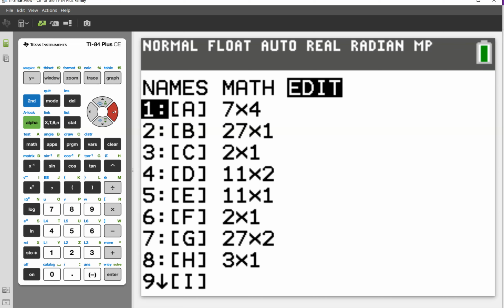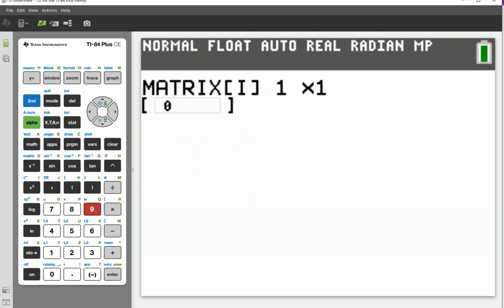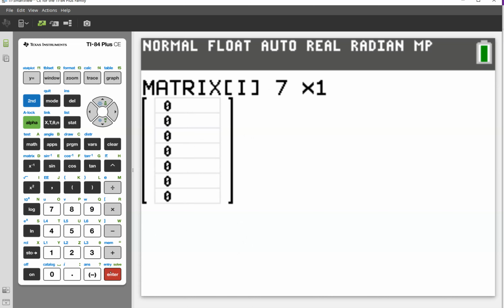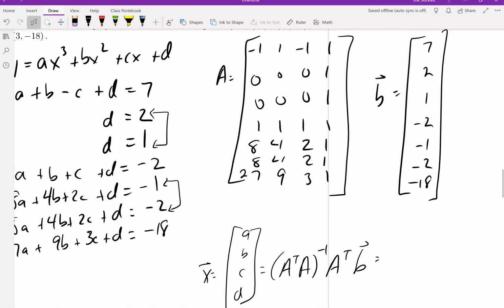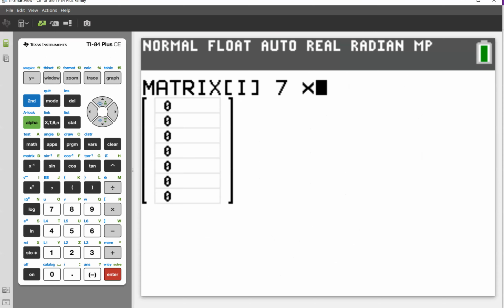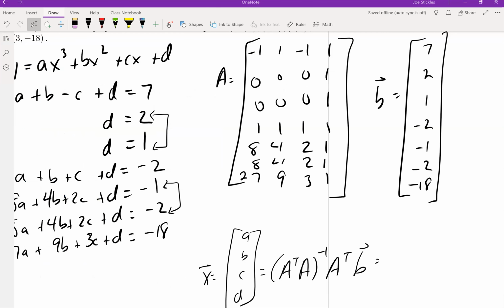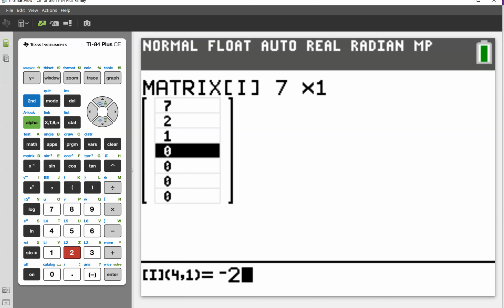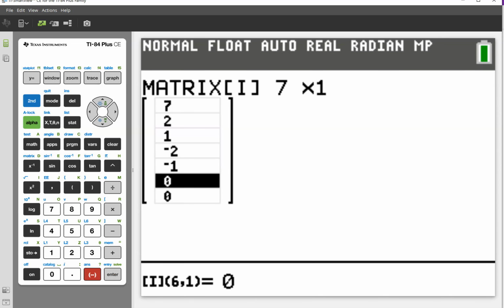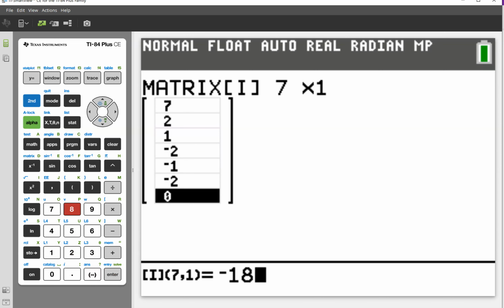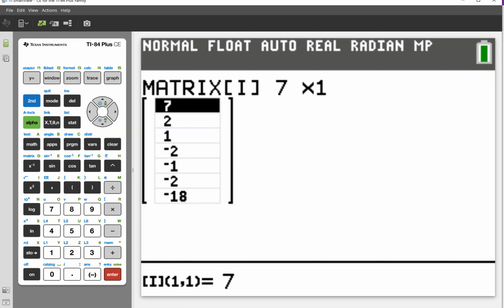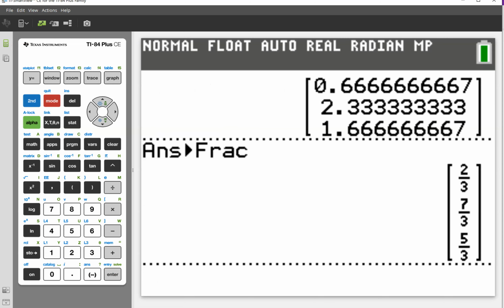I think I'm okay with the other matrices. Let's edit 9. It was a 7x1. And those constants were 7, 2, 1, -2, -1, -2, -18. All right, now we got the stuff typed in.